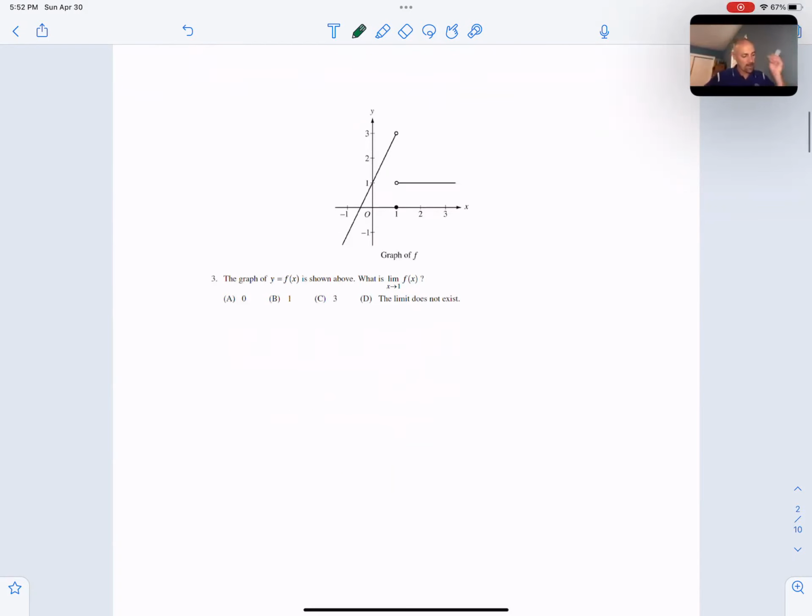So this first one, the graph of f is shown above. What is the limit of f of x as x approaches 1? Well, going to obviously evaluate this graphically. Just fingertip method. Fingertips aren't going to come together, so the limit does not exist. The left-hand limit would be 3. The right-hand limit would be 1. 3 is not equal to 1, so that two-sided limit does not exist.